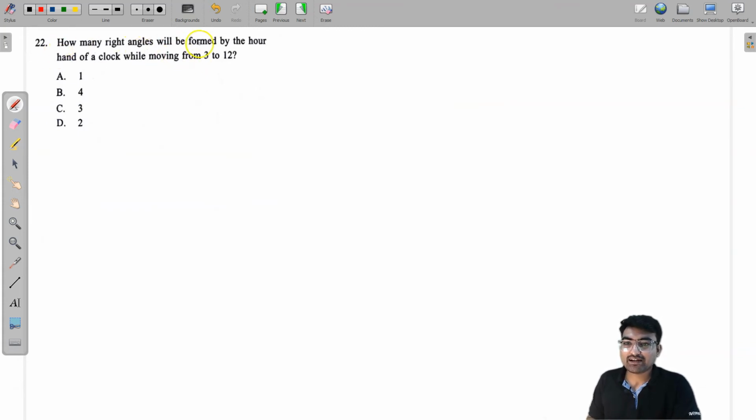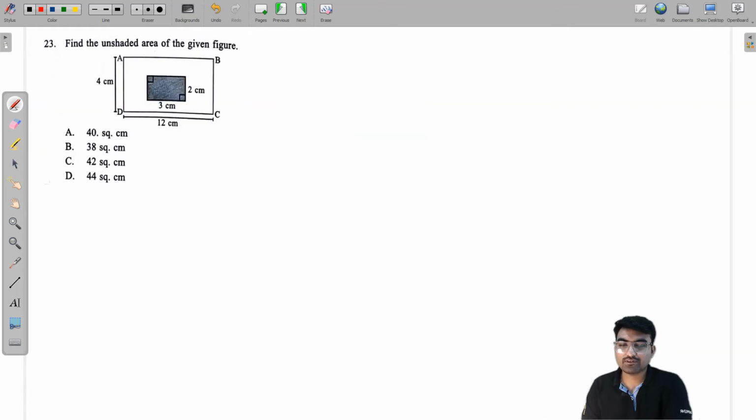How many right angles will be formed by the hour hand of a clock while moving from 3 to 12? Okay, so we'll just draw a clock. When it's at 3, from 3 to 6, it will form one right angle, correct? Then from 6 to 9, it will form the second right angle, and from 9 to 12, it will form the third right angle, right? So it's option number C. Okay, so now we'll solve the 23rd question.